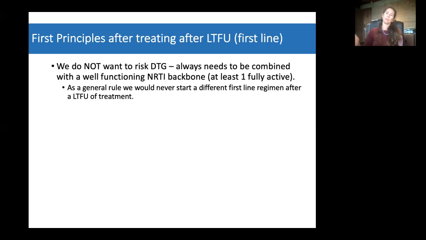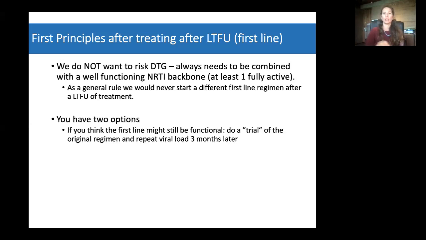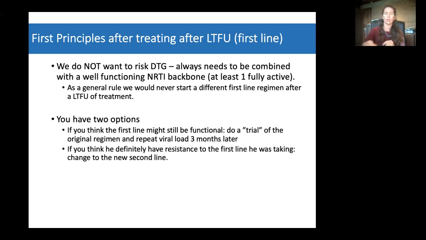So the rule is, if somebody has been on TEE or any ARVs and they've defaulted, start them back on the same ARVs, so we can almost do a little trial. If you look at the ARV regimen and think that maybe those ARVs might still work, I'm going to give the original regimen and then repeat my viral load 3 months later to see if that regimen is still actually working. The other option, of course, is you look back in the notes and you notice, no, this guy was on treatment for 4 years.